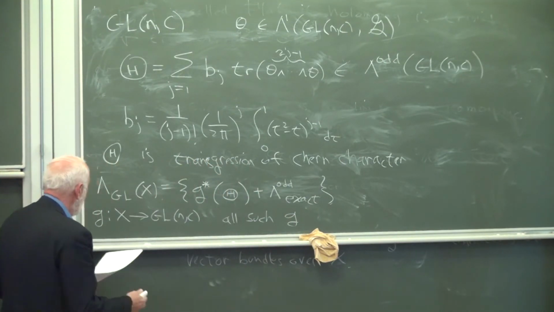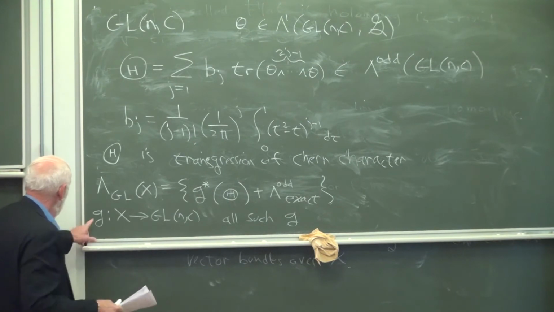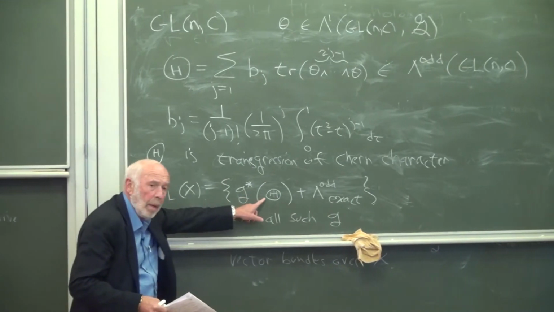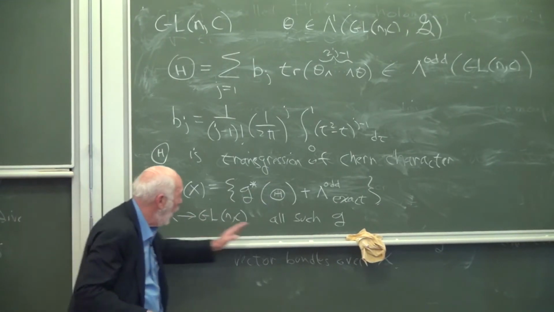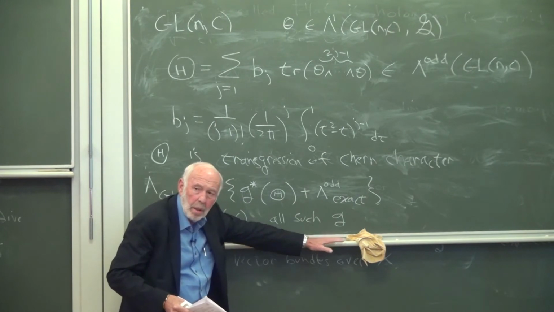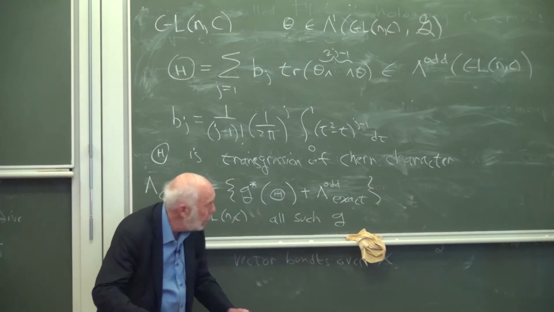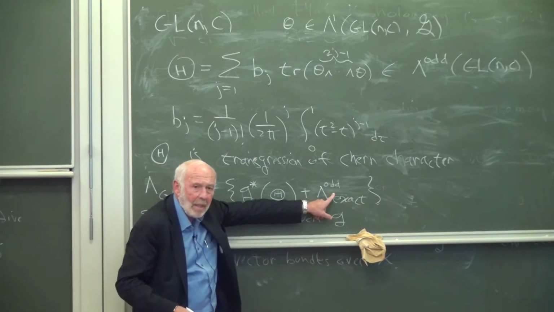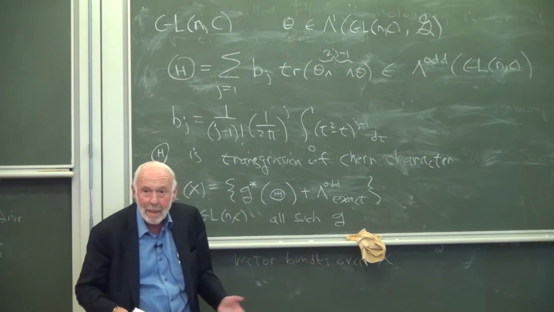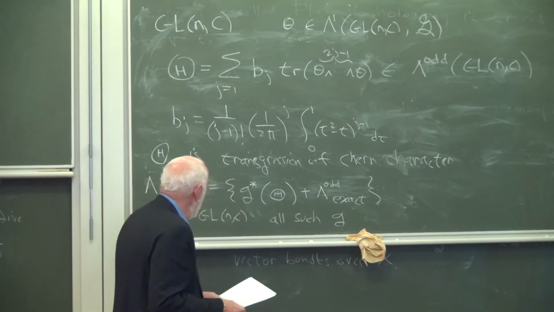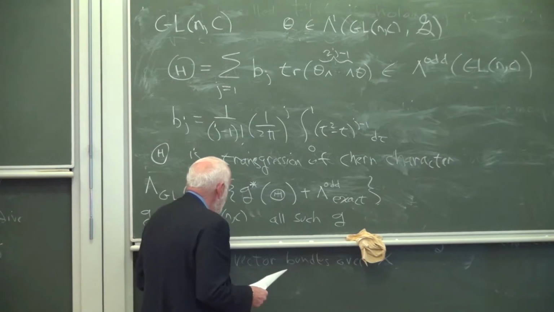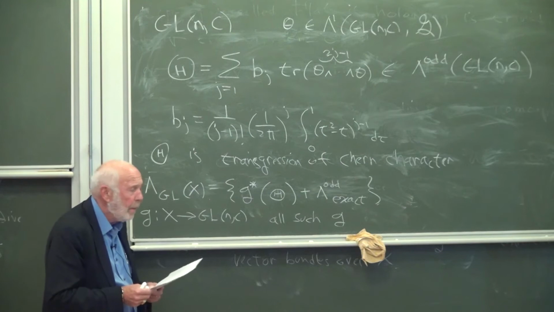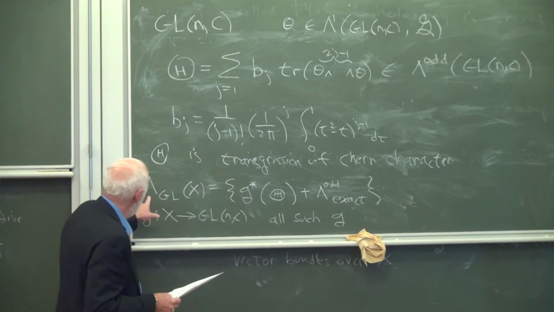So you map X into the group, you pull back this form under that map, and you do that for all possible maps of the manifold into the group. And then, for good measure, you throw in everything exact. In fact, I've often wondered if you can get all those exact things from maps into the group, but it doesn't matter. There it is. So this is wedge GL(n).